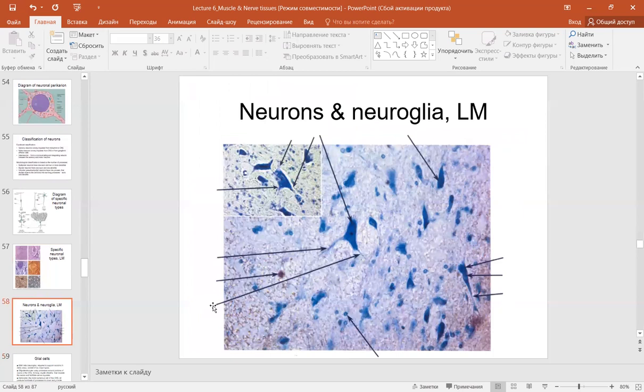Neurons and neuroglia. Multipolar neuron with rough endoplasmic reticulum in the cytoplasm called the Nissl substance. The neuroglia, small nuclei of the cells of the neuroglia, which are supporting cells of the nervous tissue. And the neuropil, the accumulation of nerve fibers of different types surrounding the multipolar neurons.